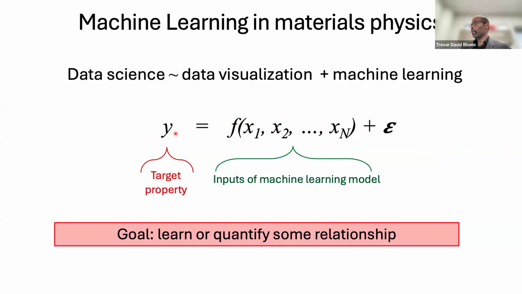So the goal is to learn or quantify some relationship. You can measure it, or you can do some sort of really expensive quantum simulation that typically takes a supercomputer and takes some time, or you can approximate the relationship with this function and then evaluate the function really quickly on a laptop. And this is a nice advantage of using a machine learning approach.